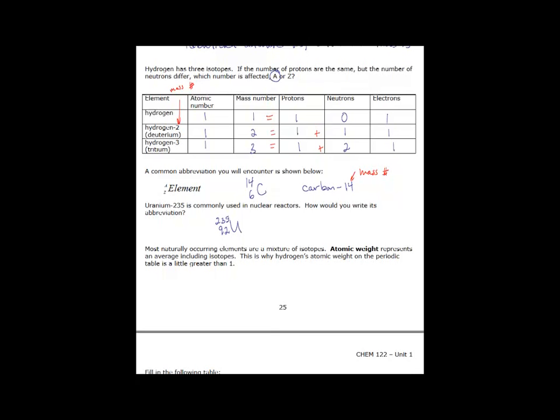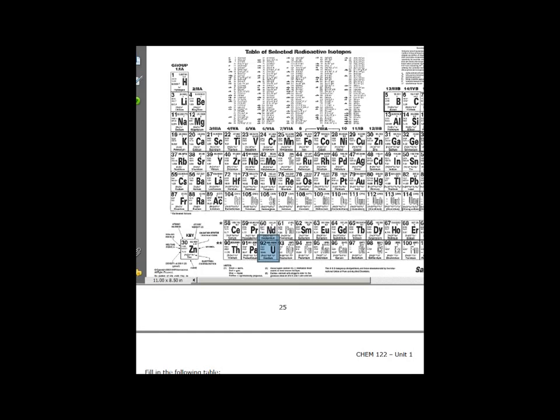Now, I've kind of referred to this before. On the periodic table, these little numbers in red, all of these, that is the atomic weight. Now, atomic weight is different than the mass number, so you have to be really careful.